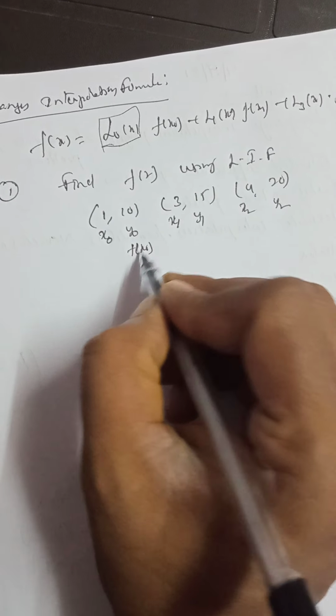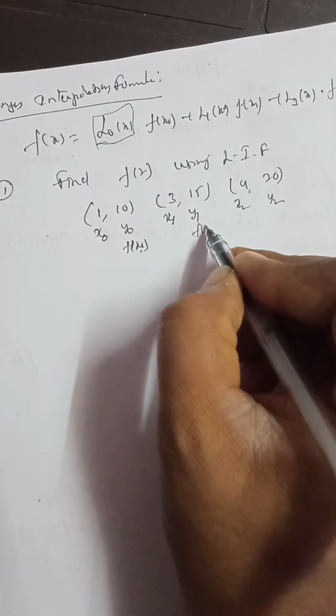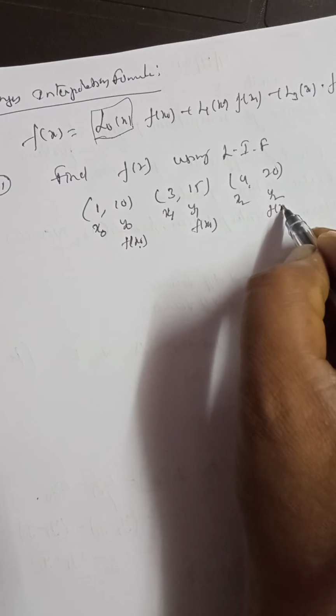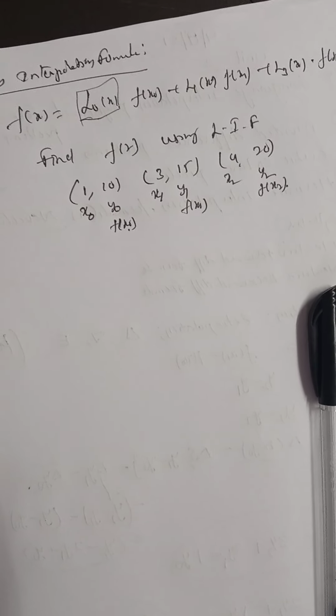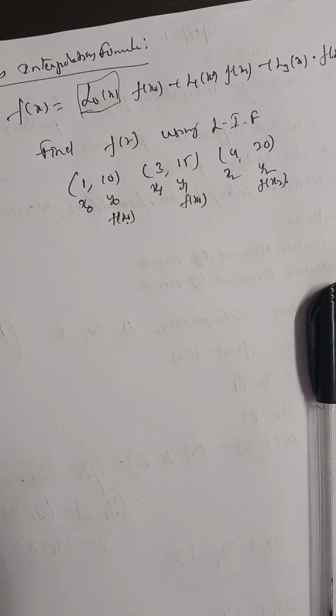This also can be written as f of x naught, this can be written as f of x1, this can be written as f of x2. The function values are also denoted by f of x naught, f of x1, f of x2, f of x3, f of x4 and so on. Standard notations are y naught, y1, y2, y3 and so on.